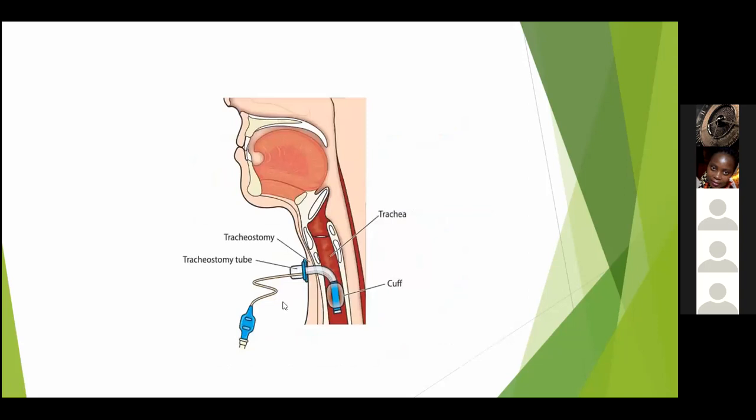So this is what it should look like when it's inside. Here is your stoma, and then the tube. We talked about the flange, preventing the rest of the tracheostomy tube from entering inside. And this is what you use to inflate and deflate the cuff here. The rest of the tracheostomy tube should be inside the trachea.